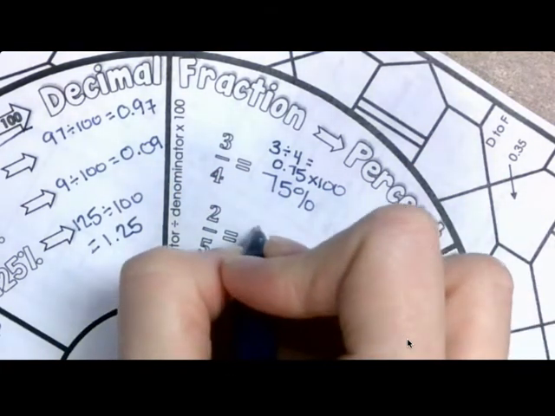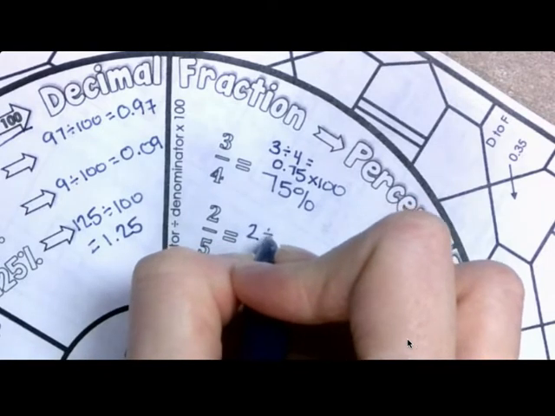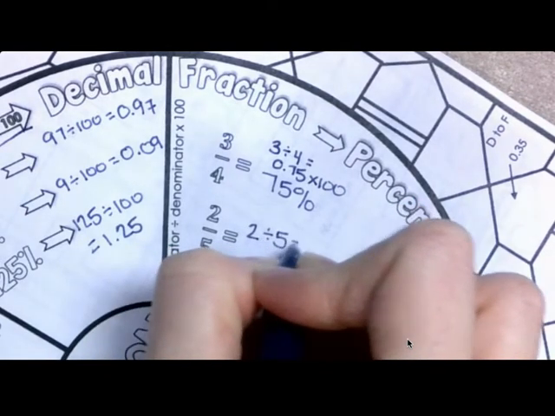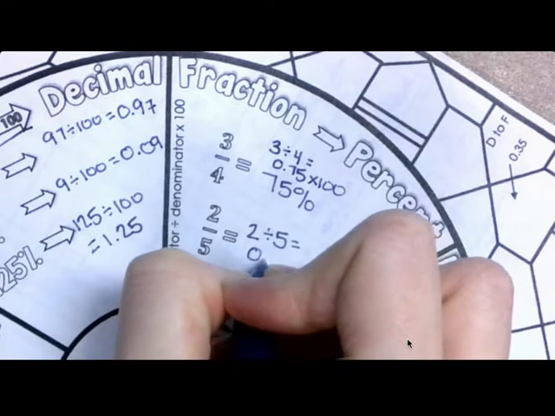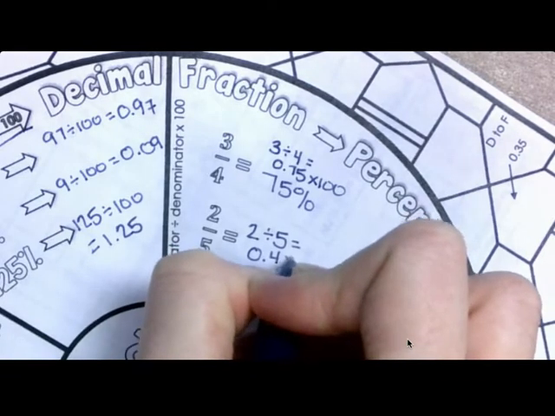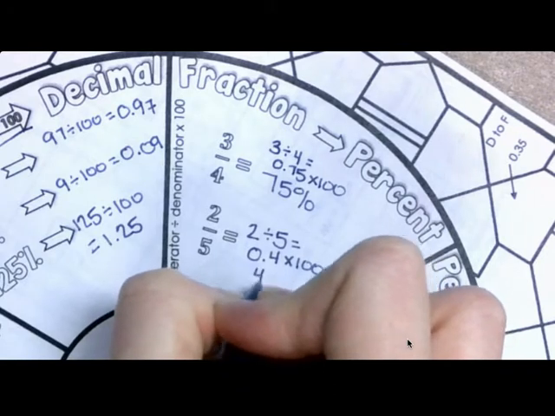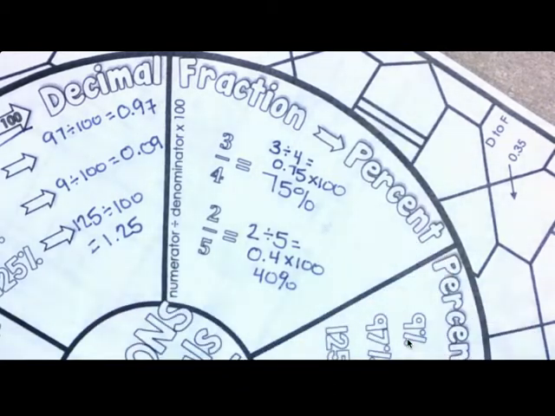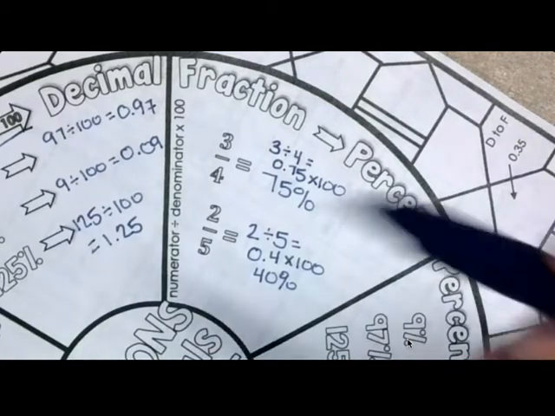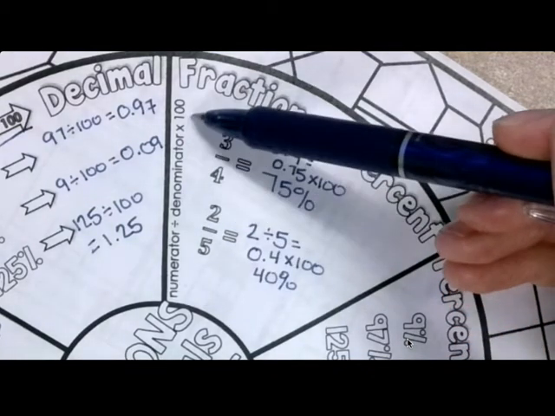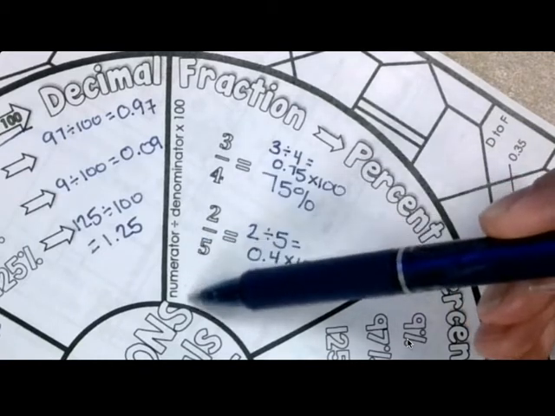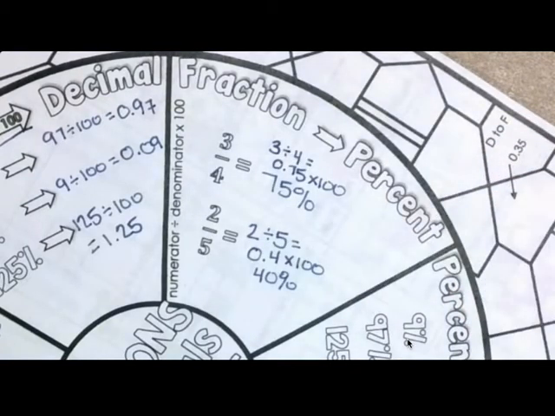I'm going to take 2 and divide it by 5 and get 0.4, and times by 100 to get 40%. So that's what you should have for the fraction to percent. And again, if you look right here, it says what you're doing. There's only 2 boxes in here that don't say what to do, and one of them is the next one.